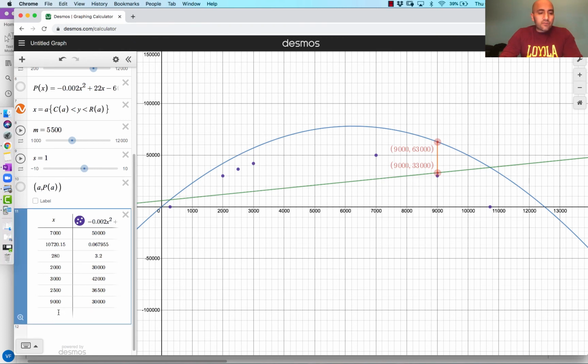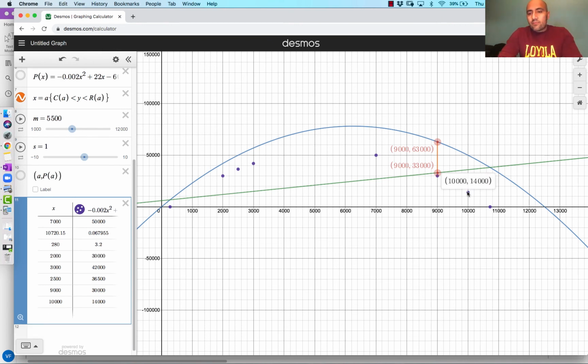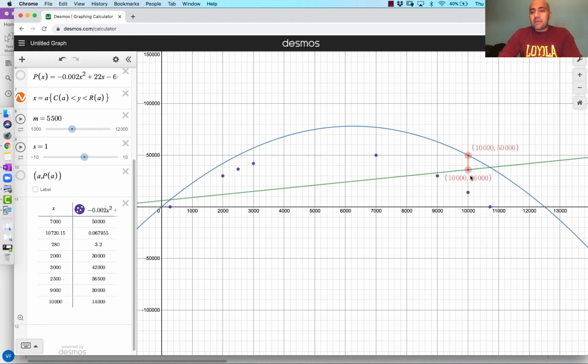Let's try 10,000. At 10,000, we have this point right there. That means that the gap will be 14,000. The profit generated when we produce 10,000 units should be $14,000, which means that this gap that exists between those two should be 14,000, and it is. It costs $36,000 to produce 10,000 units, and we collect $50,000 in revenue when we sell 10,000 units. So that gap equals that.